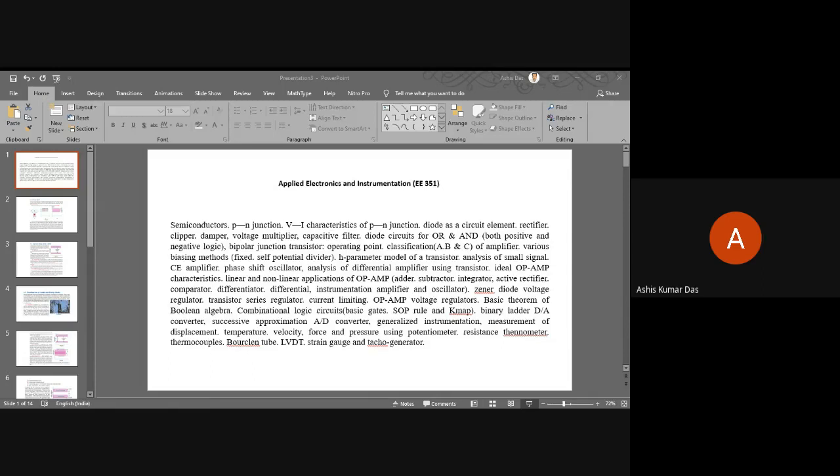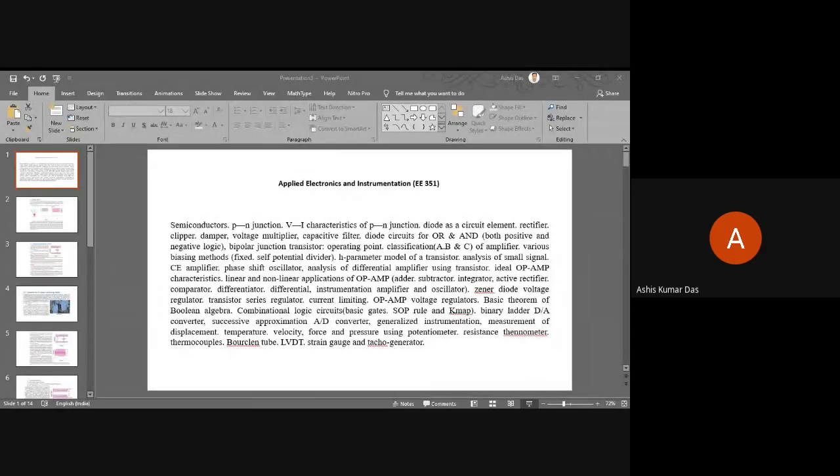Then we have some generalized instrumentation: measurement of displacement, this is the kind of theory, and temperature, velocity, force, pressure using potentiometer. We have some resistance thermometer. So it will be a thermometer, the spelling is not correct here. We have some thermocouple. Then we have Bourdon tube, LVDT, and strain gauge.